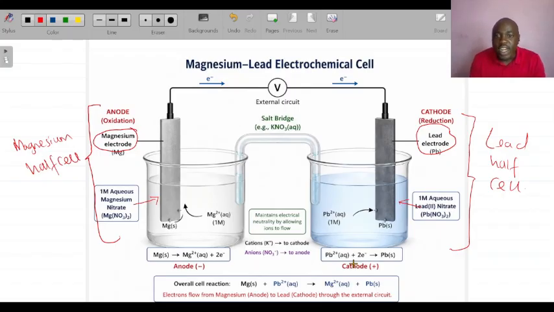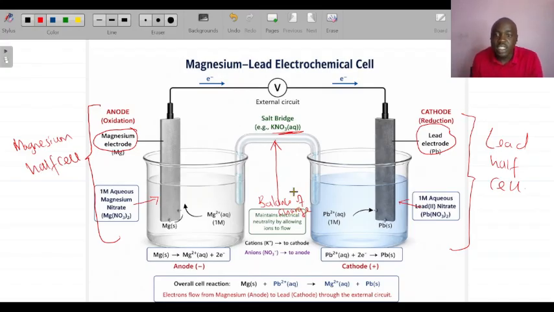Now, to connect them together, there's something we call a salt bridge. And a salt bridge is made up of a piece of filter paper that is going to be dipped in a saturated solution of potassium nitrate. And it has its role, as you can see, it is to maintain electrical neutrality by allowing ions to flow. In other words, it ensures there's a balance of charge.